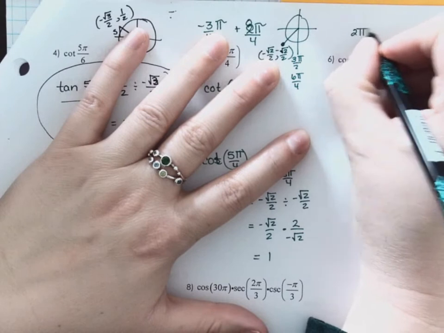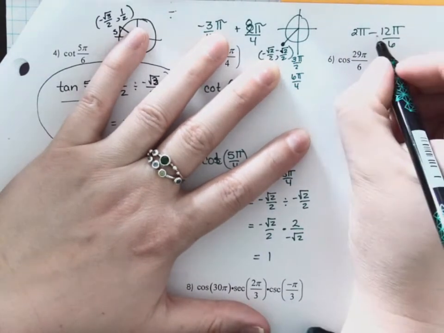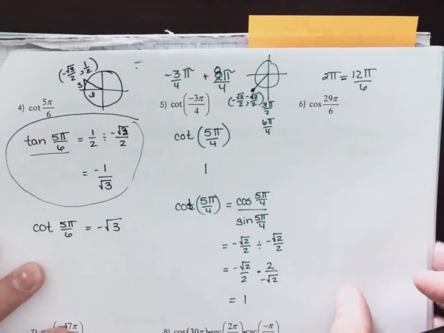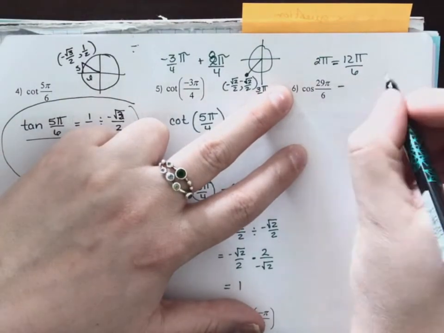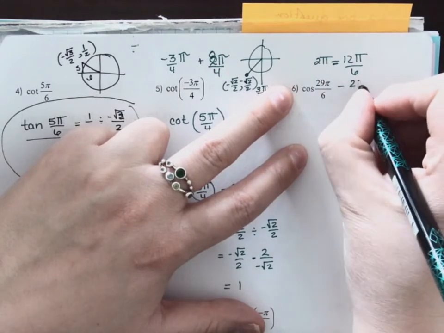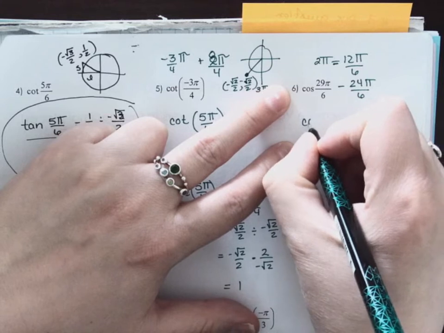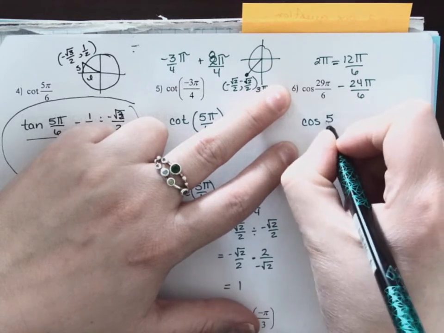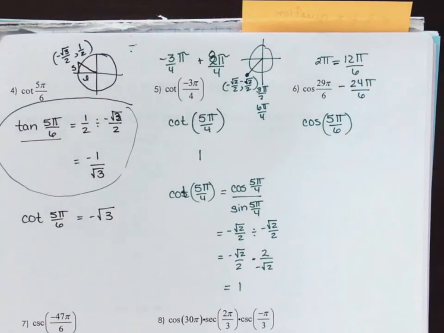So I know that 2 pi is equal to 12 pi over 6. That's a full rotation. So it needs 2 rotations. So you're going to take 2 full rotations out of it, which is 24 pi over 6. So a coterminal angle is 5 pi over 6. This is how we use those coterminal angles to help us better understand stuff.